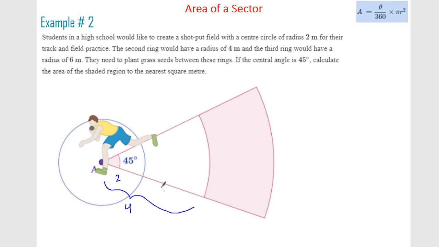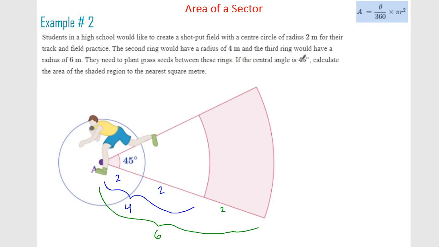Okay, which means this piece right here would be another 2. I'll write that a little larger. And then the third ring would have a radius of 6. So from the beginning all the way to that edge would be 6. So here we would have another 2. Each of these just added 2 meters to the radius. So they need to plant grass seeds between these rings.